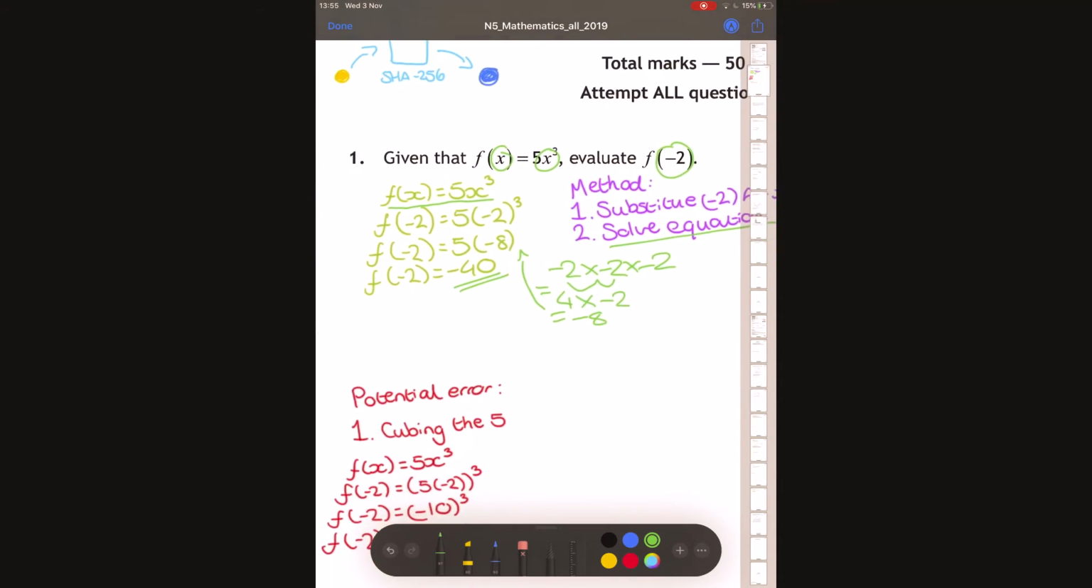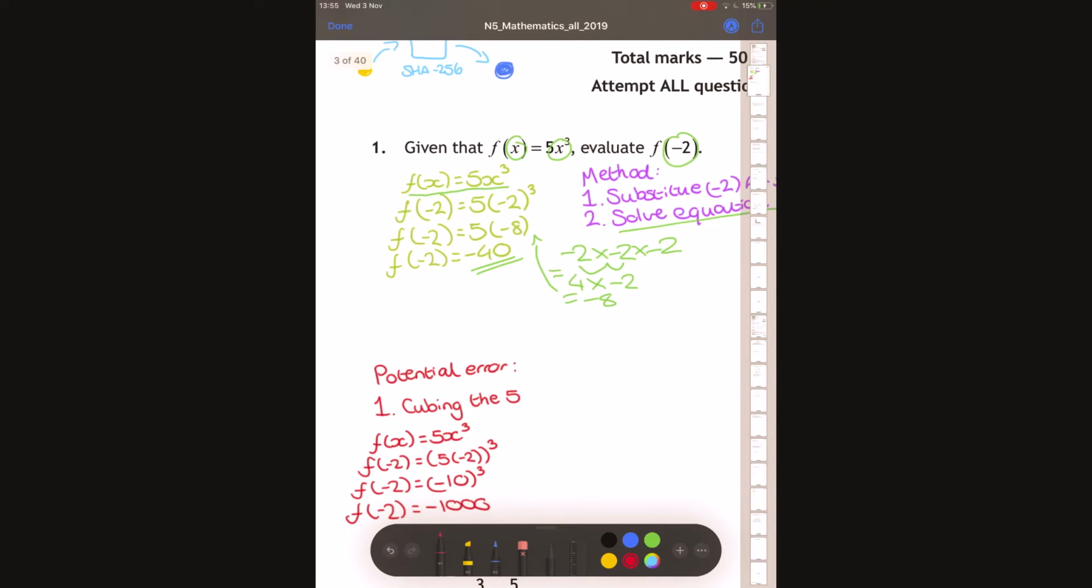Moving on to the potential error in this. The major error you could make here is cubing the 5. So I've worked through a false example. We start with the same expression, the same equation. We substitute negative 2 in. Up here again, f of negative 2 is equal to this. However, what we've done, and then we would do 5 times negative 2 is negative 10. Cube that negative 10 here and we get negative 1000. Now this is wrong, but why? Well, we've cubed the 5.